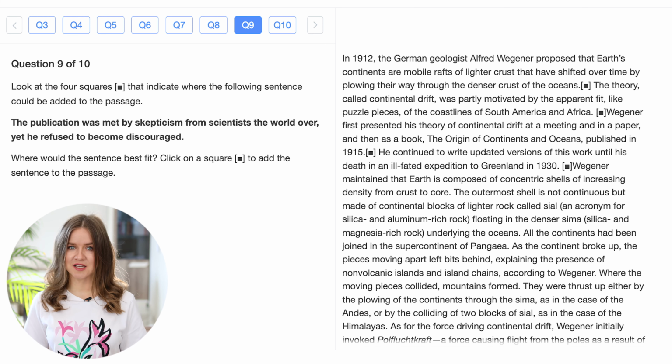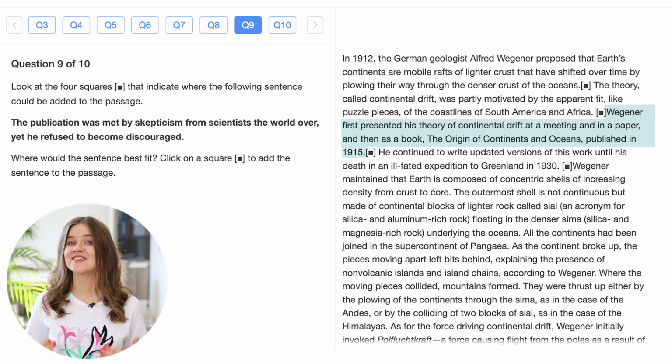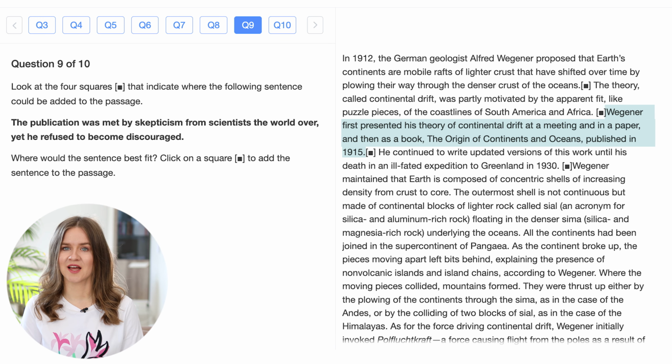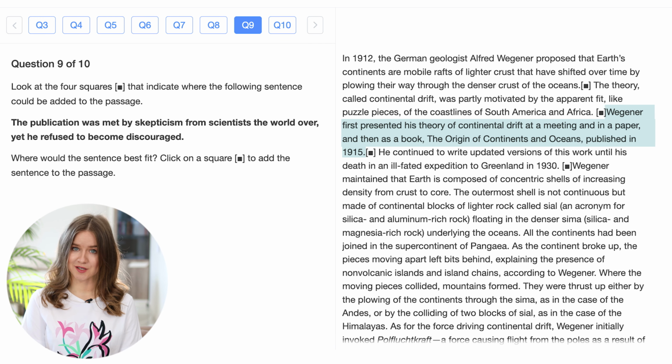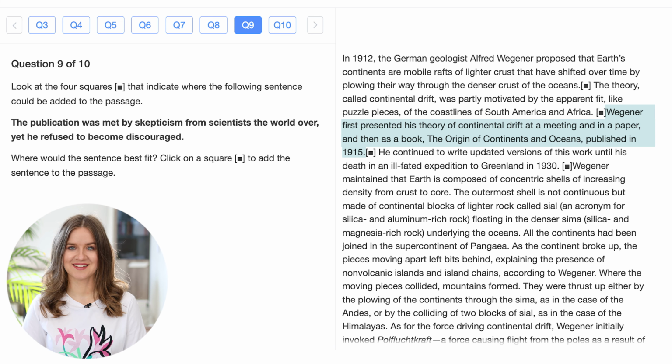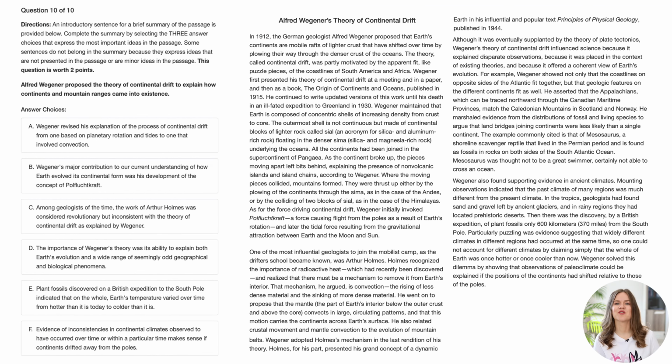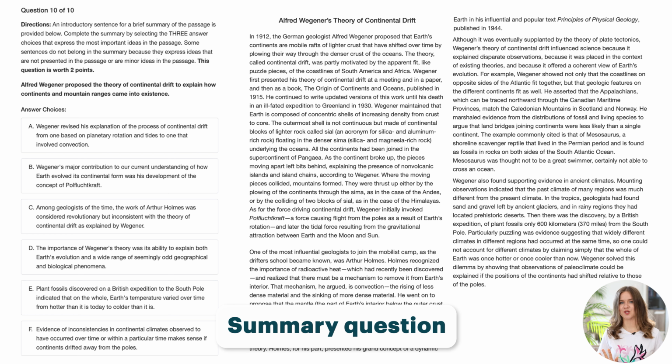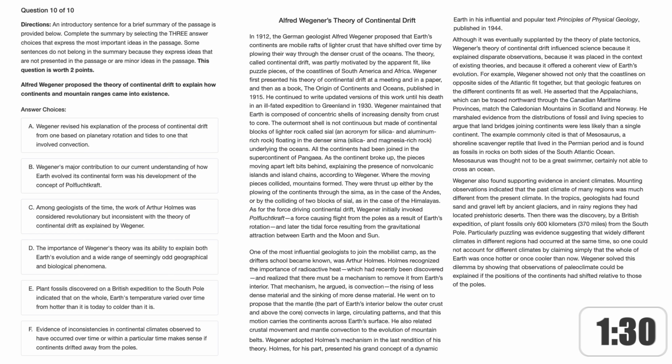published yet? The third sentence of the paragraph says, "Wegener first presented his theory of continental drift at a meeting and in a paper, and then as a book, The Origin of Continents and Oceans, published in 1915." That's where the sentence about skepticism belongs, right after the publication is introduced. So the correct answer is C. Well done! Let's wrap things up with the summary question. You need to choose 3 main ideas that summarize the whole passage. Ready? Give it a try.